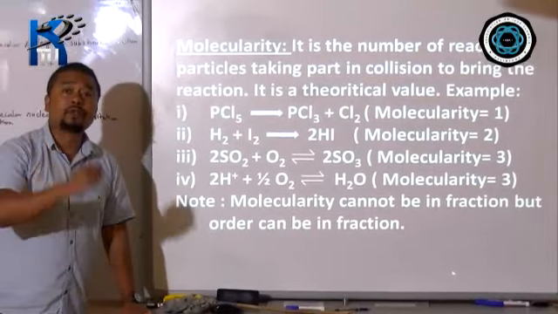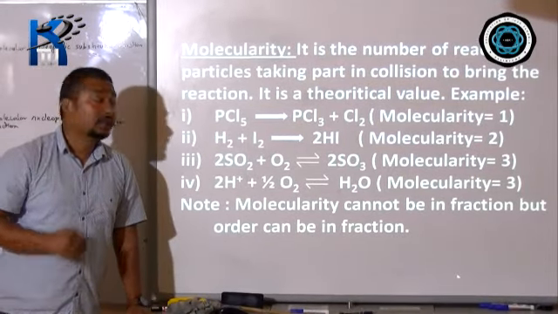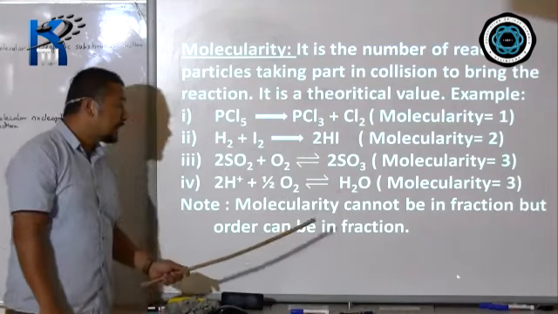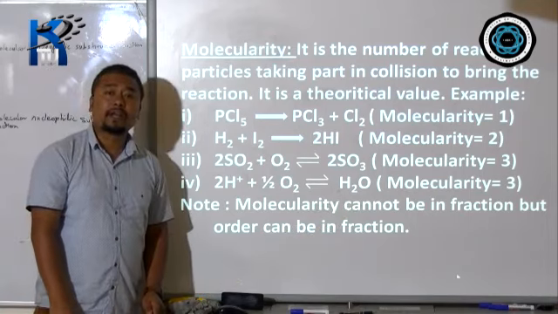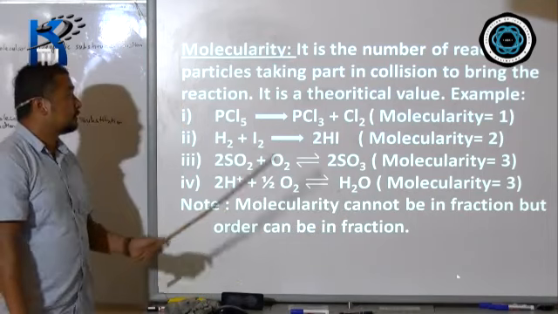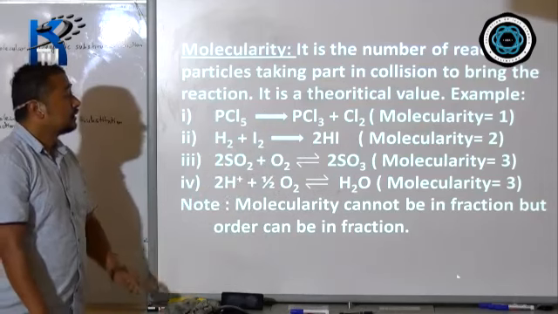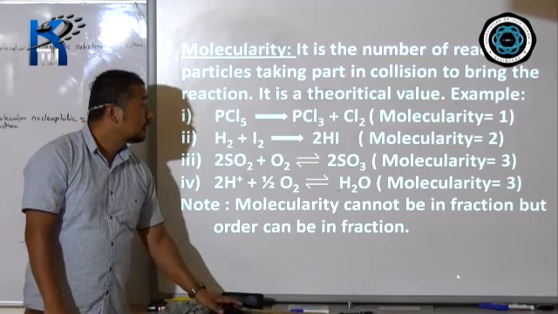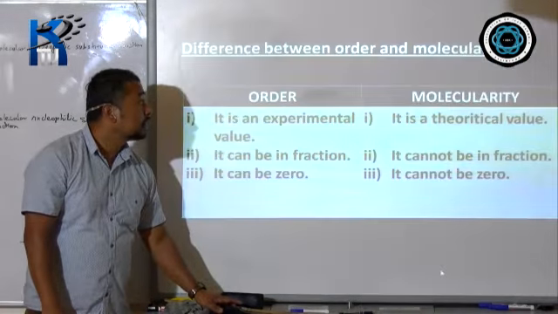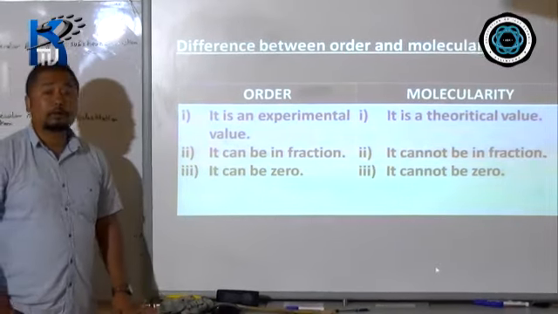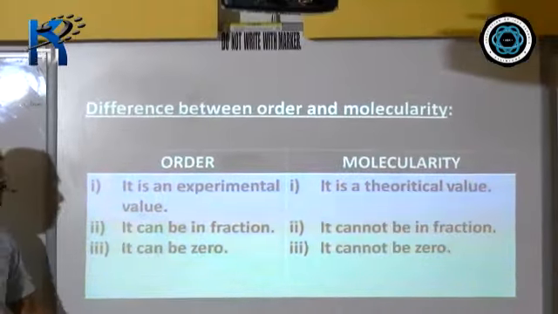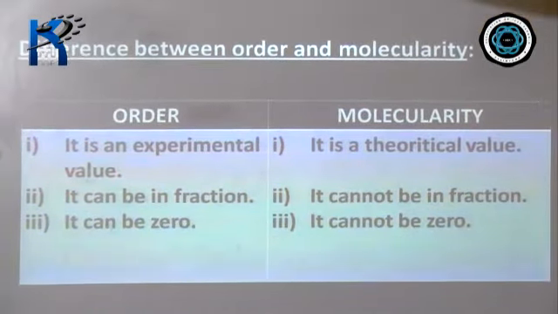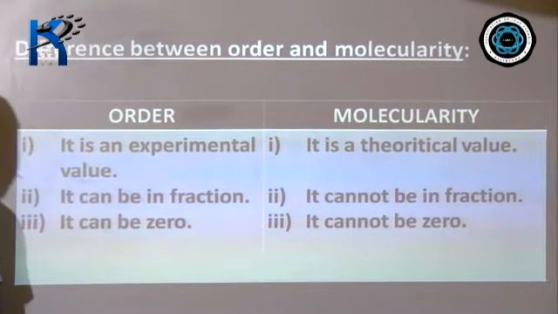So just now you saw differences between order and molecularity. Order is an experimental value, whereas molecularity is a theoretical value. Order can be in fraction, but molecularity cannot be in fraction. Order can be 0, but molecularity cannot be 0. You can see there is no reaction where the molecularity will be 0. So this gives you the 3 differences between order and molecularity. Order is an experimental value, as I said in my last class, because we determine it with the tabular experimental data, whereas molecularity is a theoretical value.